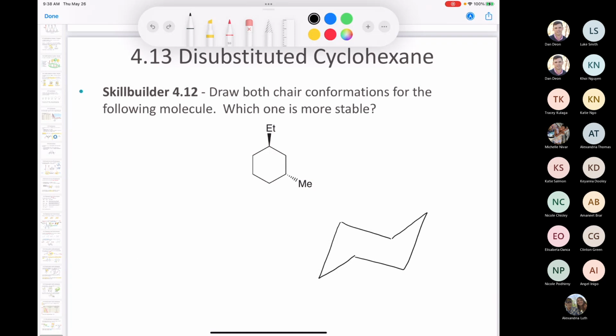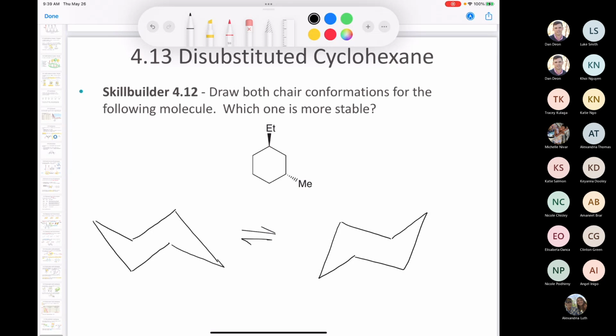So that's not very pretty. Maybe something more like this. Okay, so like this. And this. Okay, so those are my two chairs. That's my best drawing. And of course, these are going to be in equilibrium with each other.